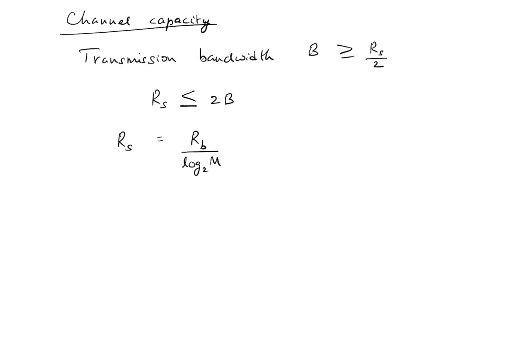So we can write the inequality above by substituting RB by log 2 M in place of RS. That would mean RB by log to the base 2 M should not exceed 2 times B, which is twice the bandwidth of the channel. Or equivalently, RB, the bit rate, has an upper limit: it should not exceed 2 times B log to the base 2 M. So that's the bit rate that you can have on a communication channel having a bandwidth of B hertz.